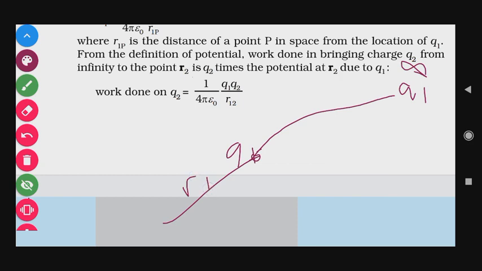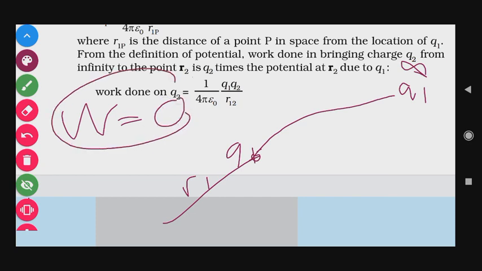What is the work done here? There is no work done, because what is the potential at this point? There is no potential because there is no electric field here, so the work done is 0. For bringing the charge q1, the work done is 0.